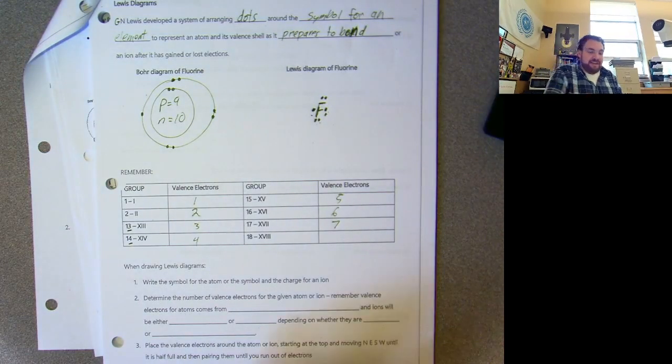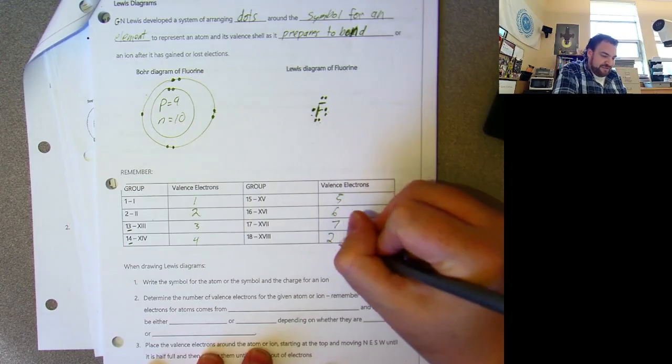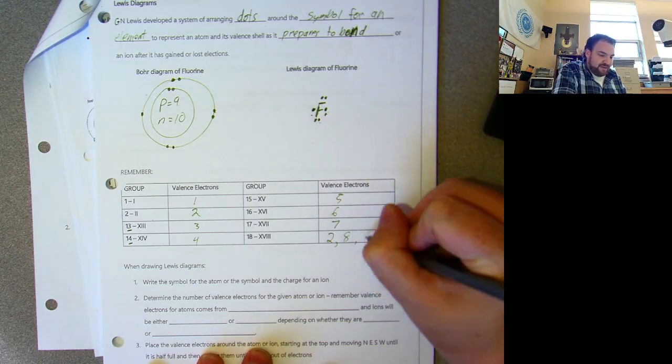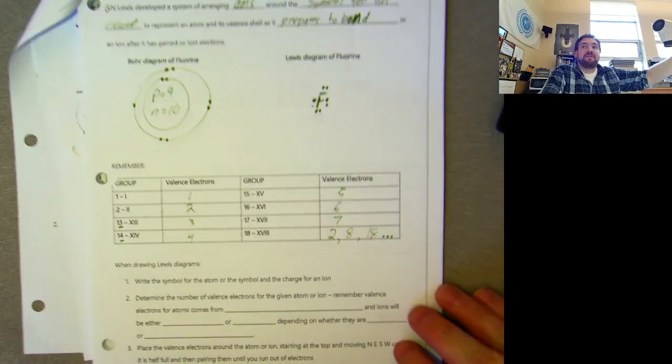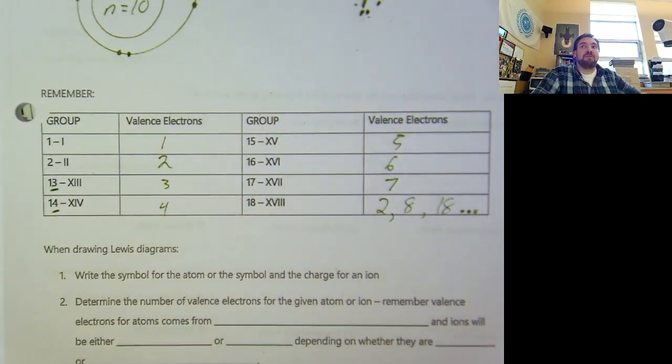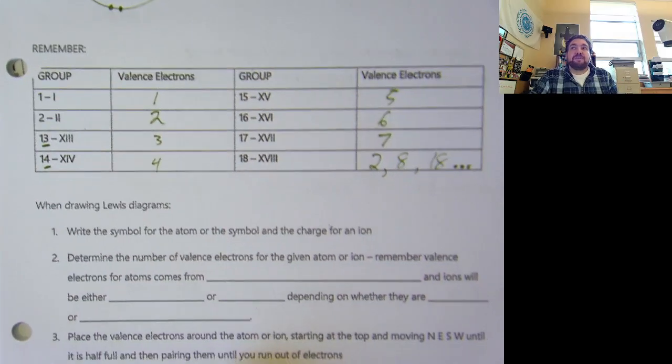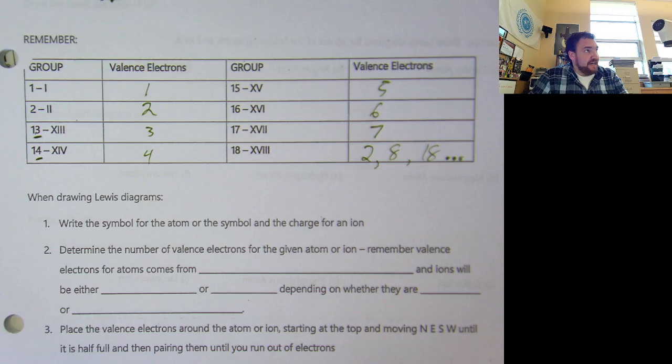It's not just 8. Group 18 is going to have 2 or 8 or 18, and there's actually bigger numbers in there too, depending on how many electrons are in the row, or how many elements are in the row. Helium obviously being the one that's going to screw us up, because we don't actually draw Lewis diagrams or Bohr diagrams for anything bigger than calcium.